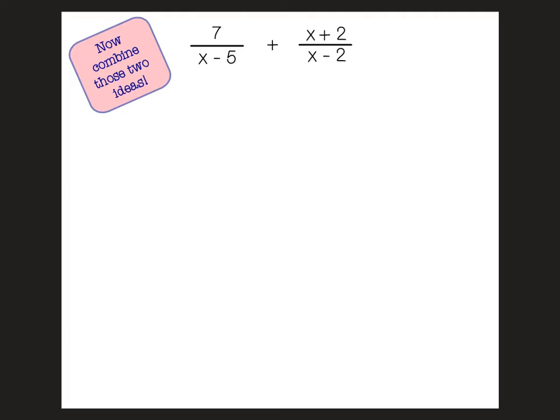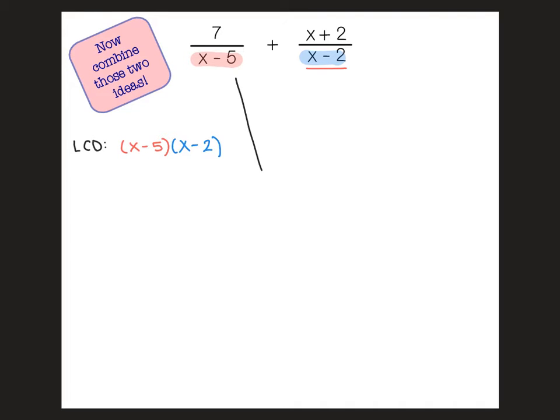Now we're going to combine the two ideas I've shown you. So we're going to combine what we did with the fractions and finding the least common denominator. So first thing I want to do for this, make sure I can't factor these denominators, and I can't, they're already fully factored. Then I want to figure out what my least common denominator would be. Again, you write down the entire first denominator. You look at the second denominator to determine if there are any matches. There aren't, so I need to include the entire second denominator as well. So my least common denominator is going to be x minus 5 times x minus 2.